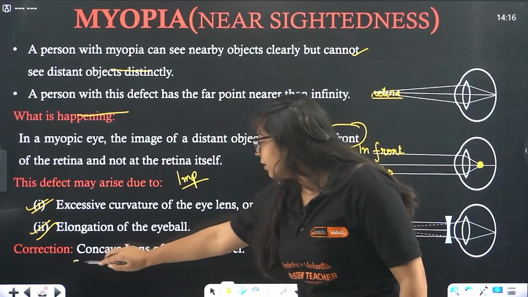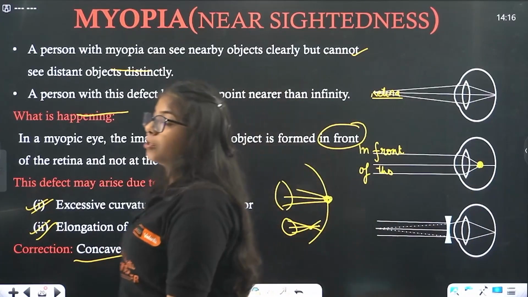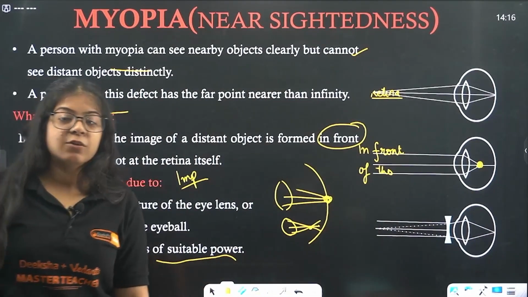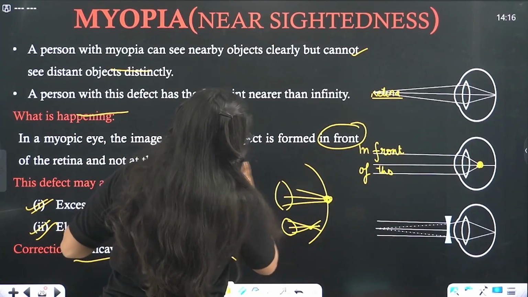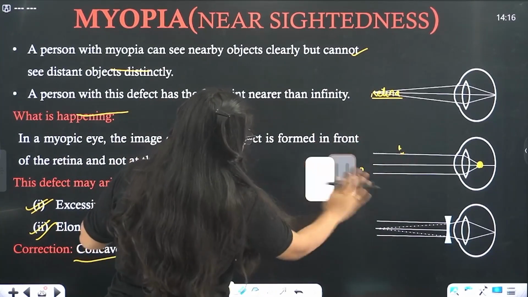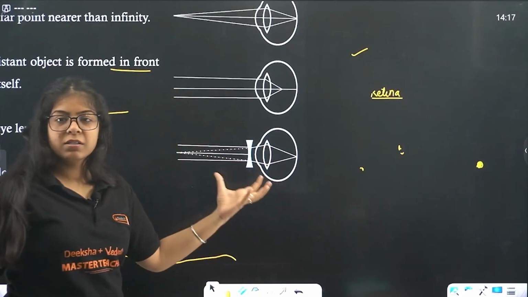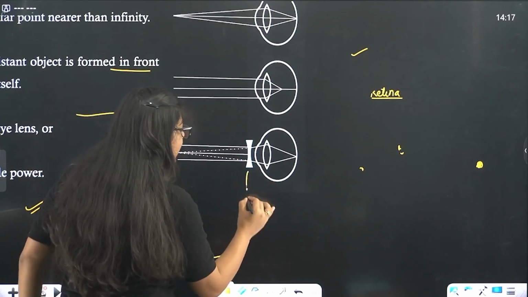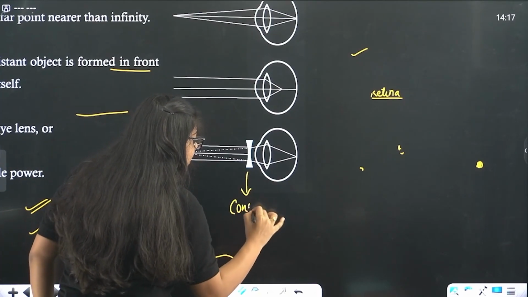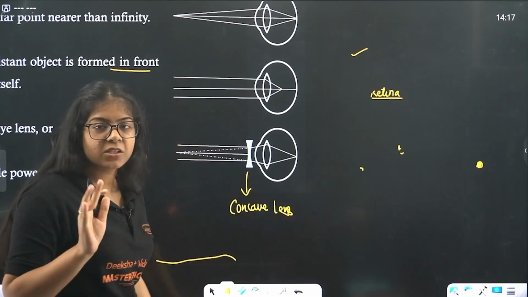Beta, to correct myopia, we use a concave lens of suitable power. Now what does this concave lens do? Let's understand it clearly. Now look at this particular slide, at this particular diagram. So what happens? Now this is my concave lens. I can clearly see that this is my concave lens. Understood?